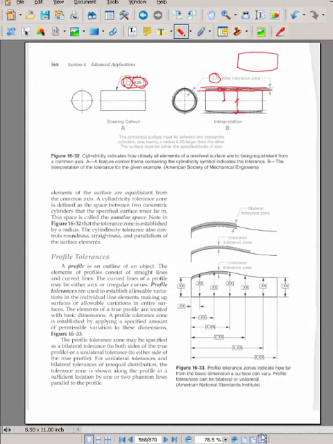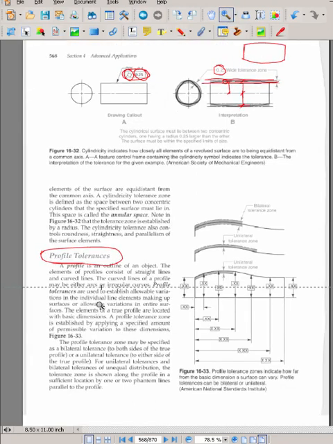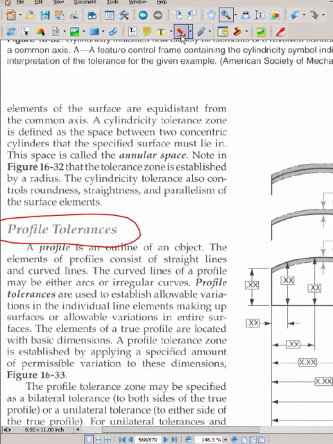Now we move on to the other type of tolerance. That's the profile tolerance. And we can read a little bit about it real quick. Profile tolerance is an outline of an object. The element's profile consists of straight lines and curved lines. So basically, a profile is the outline. Again, not too dissimilar from some of the things we have been talking about. We have a great little example over on the right here.